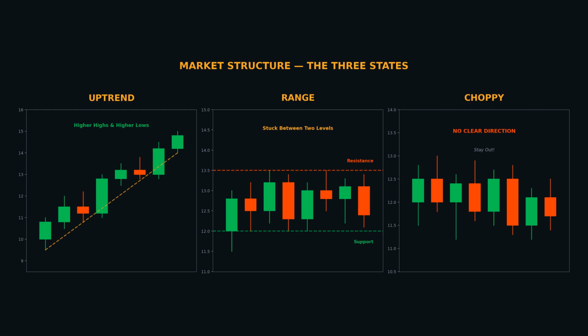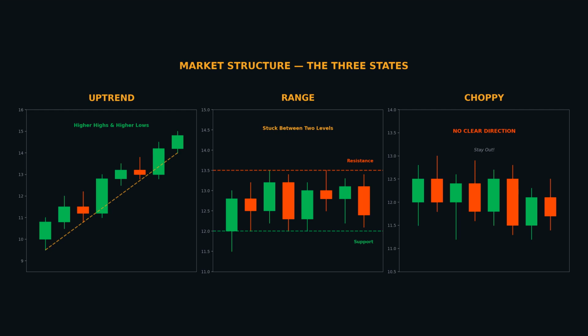Number one, price is trending. It's moving in a clear direction, either up or down, making progress and showing momentum. Number two, price is ranging. It's stuck between two levels, bouncing back and forth like a ball between two walls. No real direction, no real progress. Number three, price is choppy. It's all over the place. No trend, no clean range, just noise. Random moves with no follow-through.